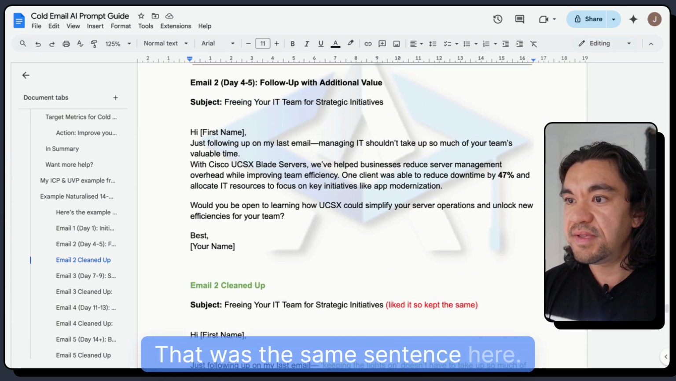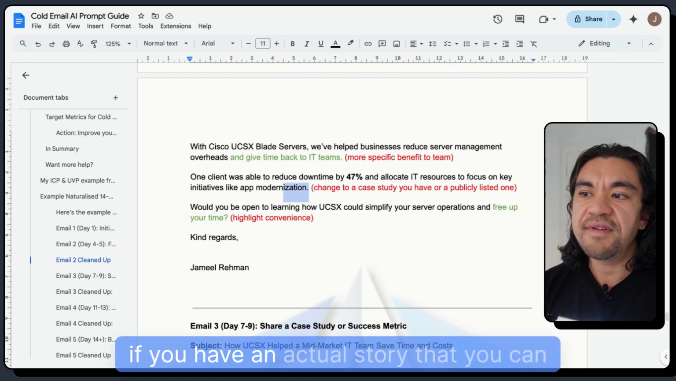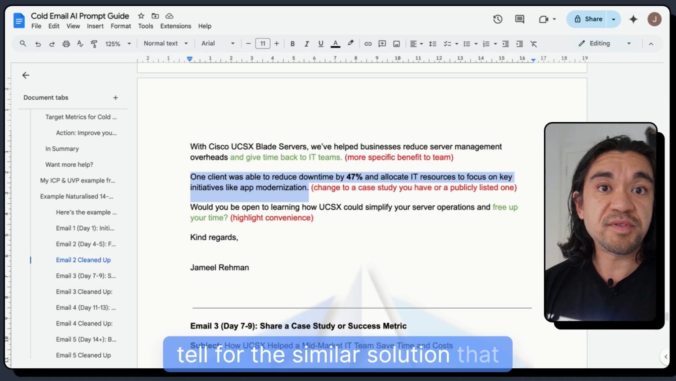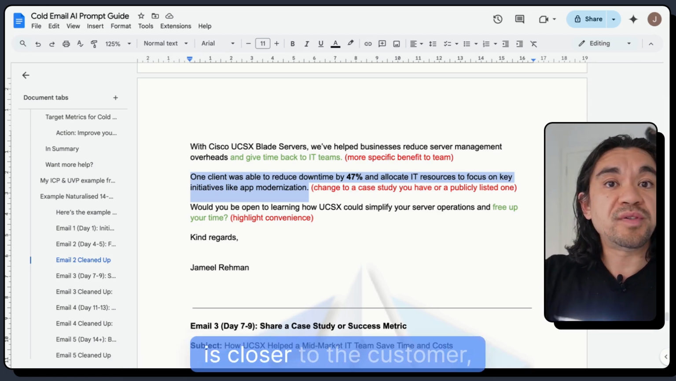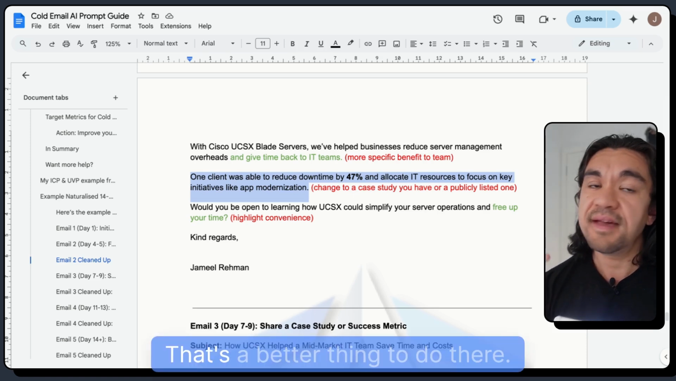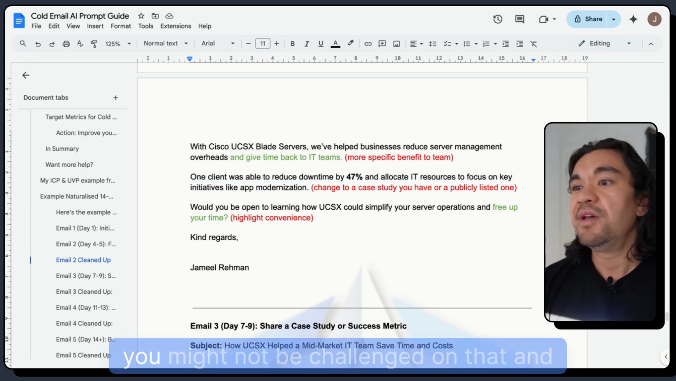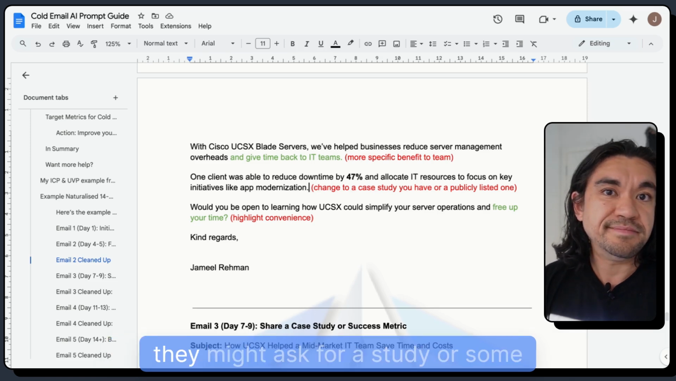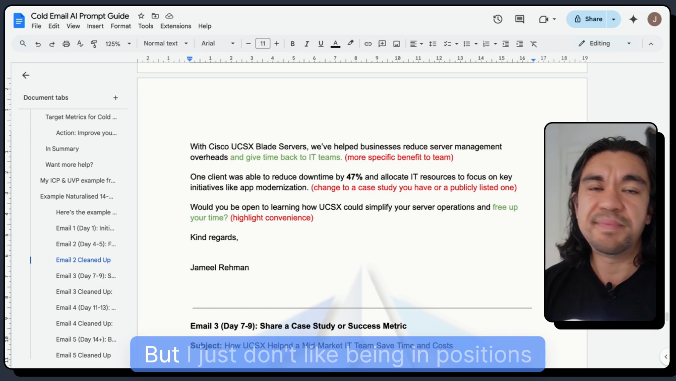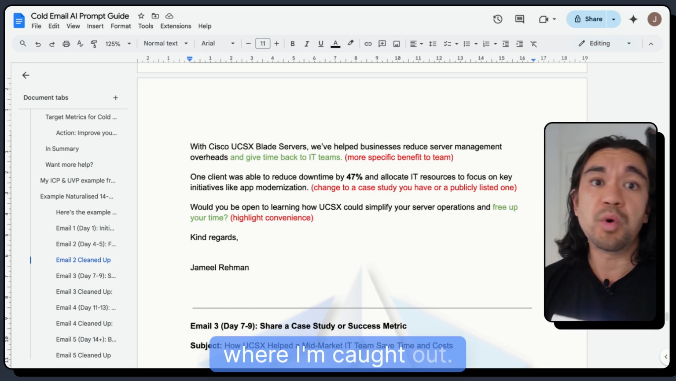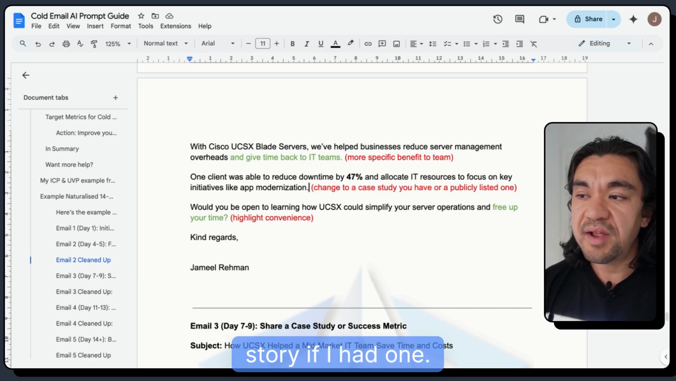That was the same sentence here. Now, if you have an actual story that you can tell for this similar solution that you've done with customers, or you can reference a case study that is closer to the customer, the ICP, that's a better thing to do there. Because that does seem like a bit of generic guff. You might not be challenged on that, and they might ask for a study or some evidence. Very rarely will that happen, but I just don't like being in positions where I'm caught out. So I've kept it there, but ideally I'd be using a more personal story if I had one.